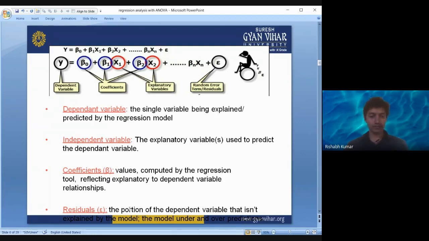Right? Then comes the residual: the portion of the dependent variable that isn't explained by the model, the model's under and over predictions. So there will be two types of residual: under and over prediction. The model will explain some amount of that; this amount of weight can be explained by the change in height. But if the change is more than that, that will be error. That will be the residual.